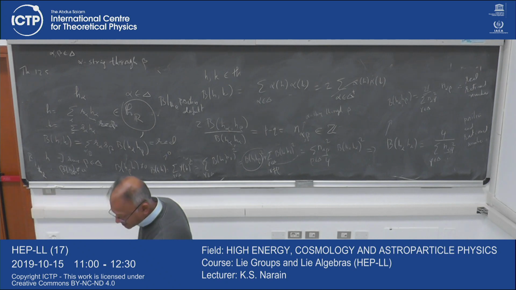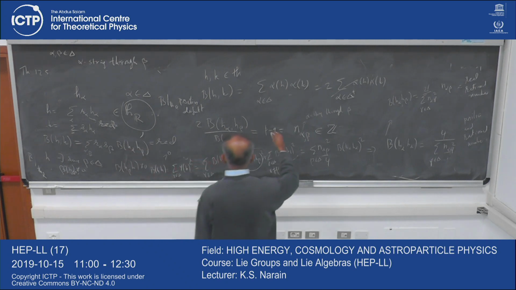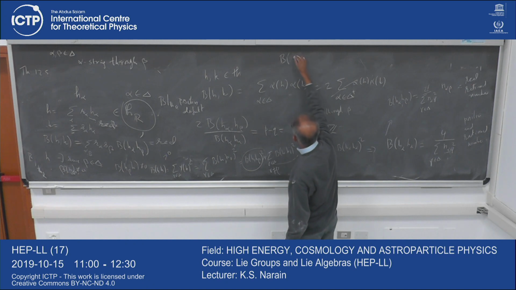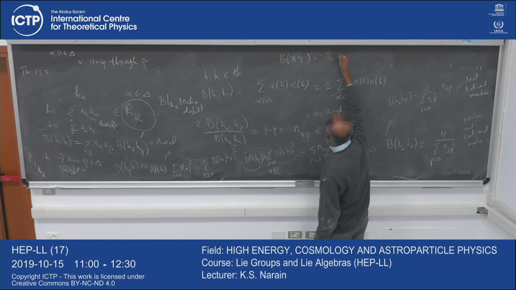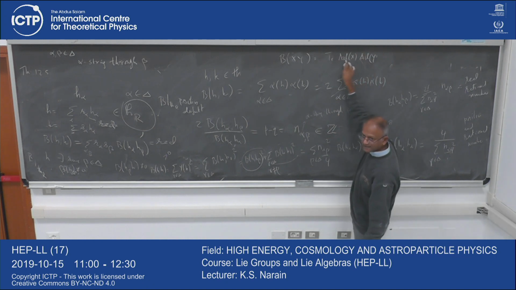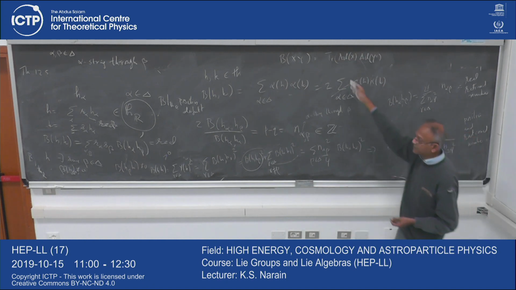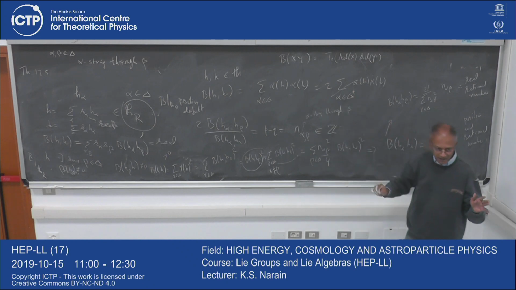12.4 is related to the fact that in the definition of B, we used the adjoint. B of anything x with y, we defined as a trace in the adjoint representation of ad x ad y, right? So this is in a particular representation. We took the trace. But you can ask the question, what happens if I had chosen some other representation? Would it be the same, or is there some relation, or would I get totally different results?